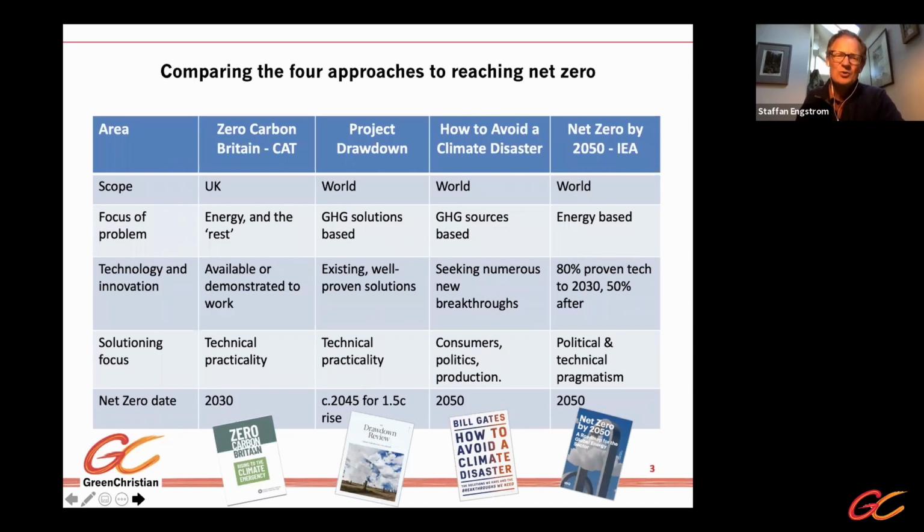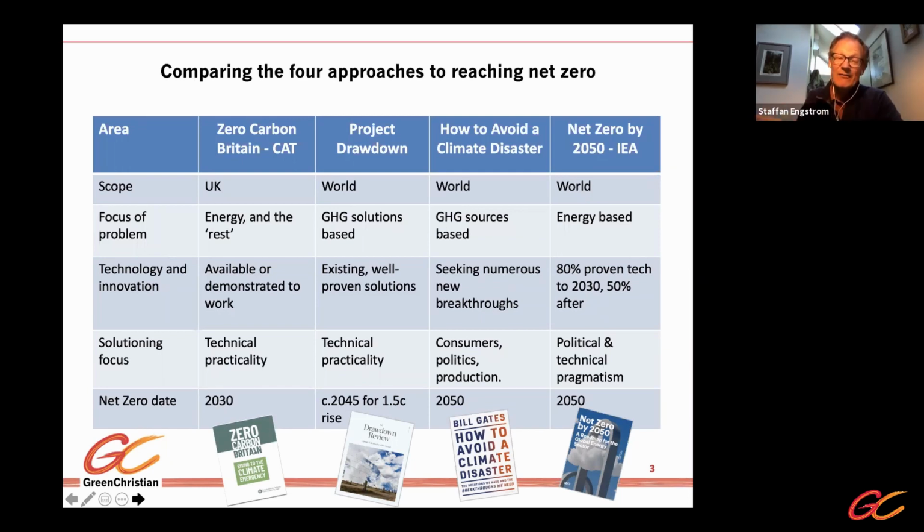So the first 2 are really looking at, well, what's available, what demonstrates to work, what's well proven, whereas the second 2 are looking much more at breakthroughs. How much new technology, where can we find new ways of tackling the issues that we're facing? And the solution focus is different as well. The first 2, again, are thinking about technical practicality. Bill Gates' book looks a lot at consumers and politics and production process. And the International Energy Authority thinks about politics and technical pragmatism.